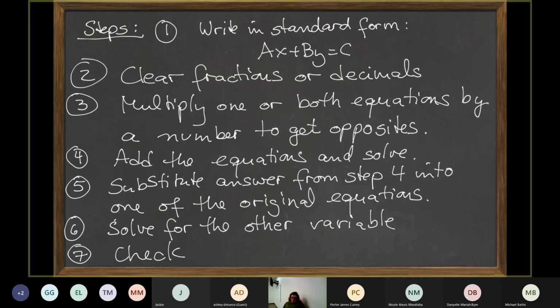The third step would be to multiply one or both of the equations by a number to get opposites. That's similar, or keep that in mind, to finding the LCD of both numbers. So we have to multiply and do something. Once we have done that, the fourth step is to add the equations, and we eliminated one of the variables, which means now we can solve the equation. That's the fourth step.